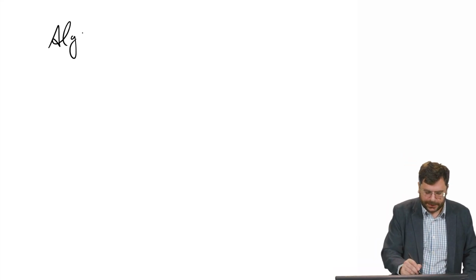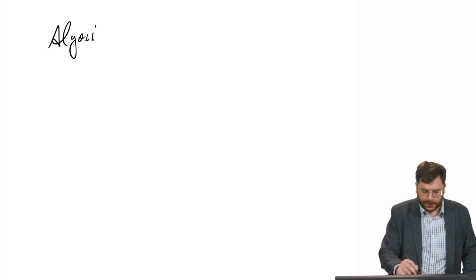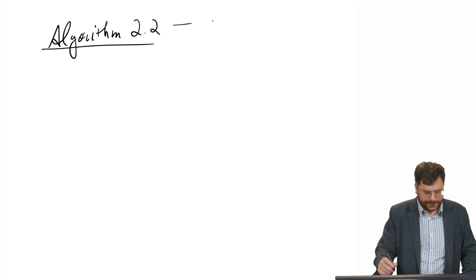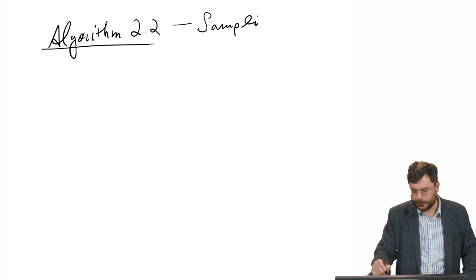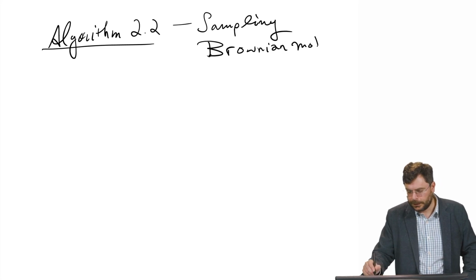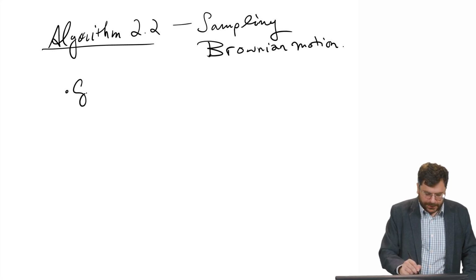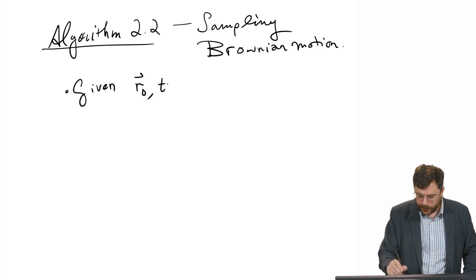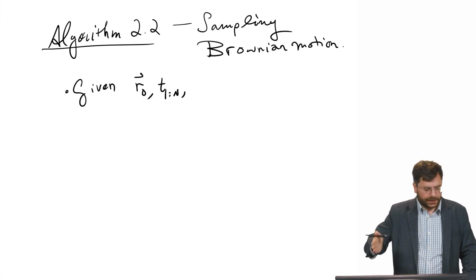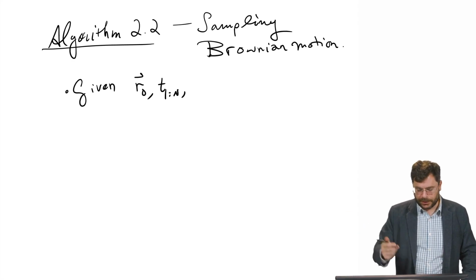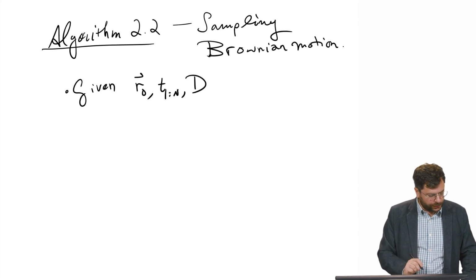So let's actually sketch that for a second, and I think this is in the textbook called Algorithm 2.2, the sampling of Brownian motion. So the idea is that you are given some initial position, you are given some times at which you want to evaluate your positions, and you're given a diffusion coefficient d.